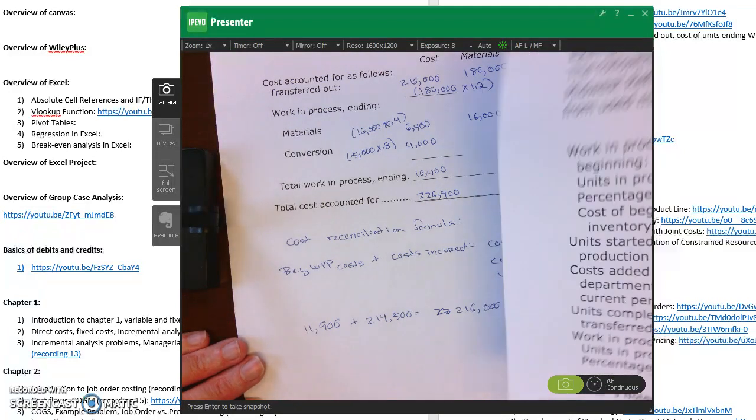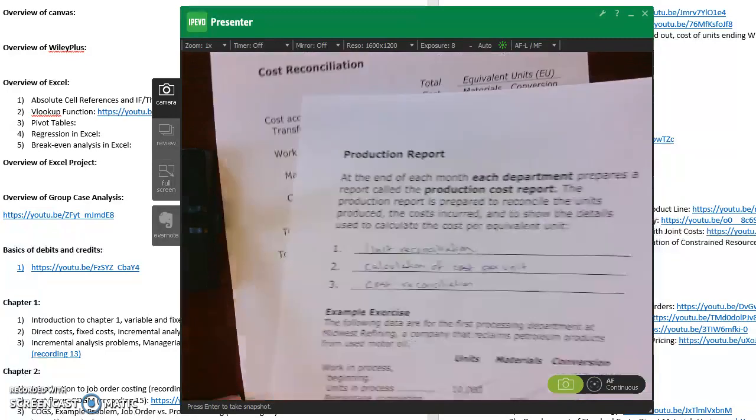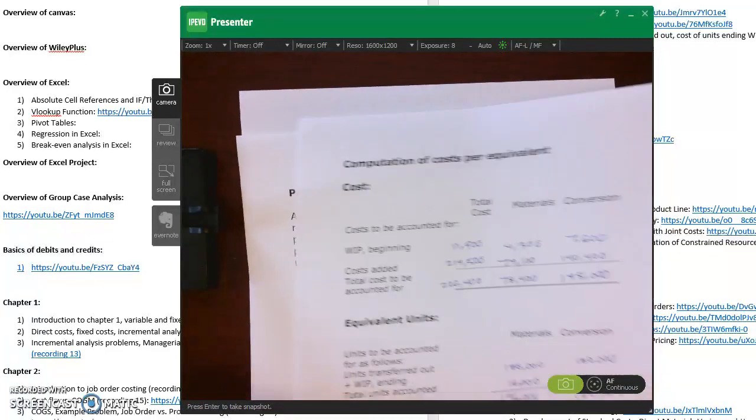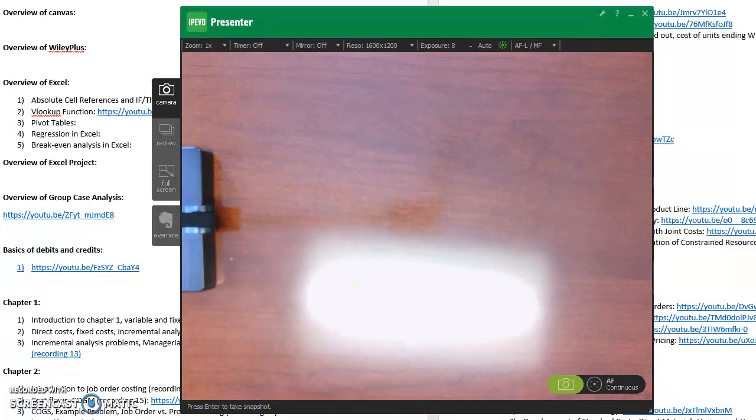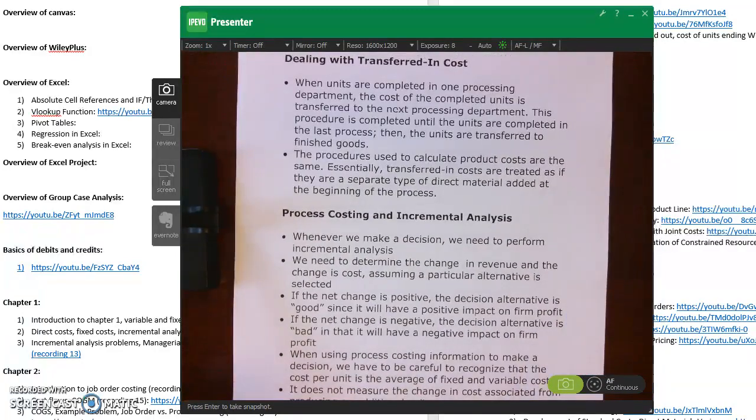Okay, so that concludes our production report, which again has our unit reconciliation, the calculation of the cost per unit, and then our cost reconciliation. Okay. Let's go over a few more tidbits here, and then I'll end this lecture video, and then we'll have one more that covers some additional problems.